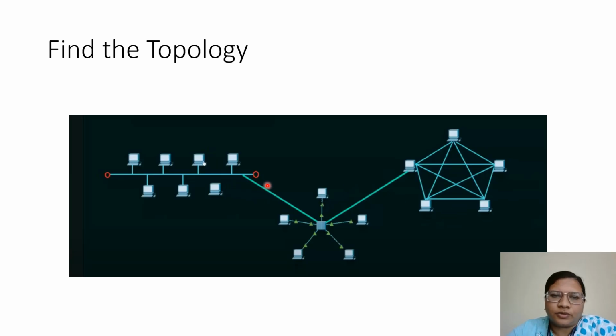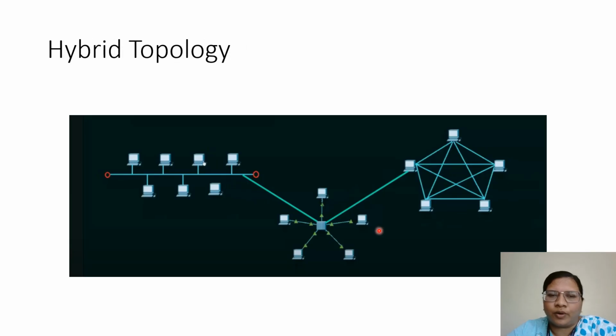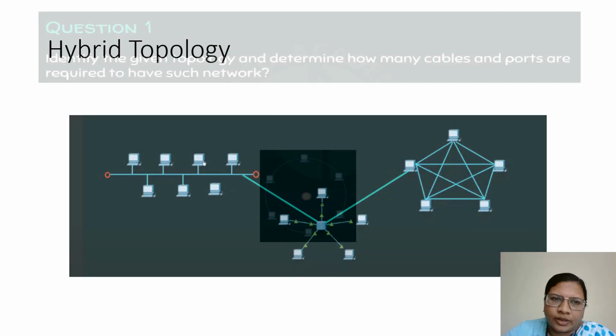Okay, suppose bus, star, and mesh topologies, all these three, are in one network, then what will this topology be? Do you have any guesses? What will this topology be? We will call this a hybrid topology. When different topologies are connected together, it is called a hybrid topology. A hybrid topology is nothing but, for example, if bus, star, and mesh, or if ring topology and bus topology are connected, then it is a hybrid topology.